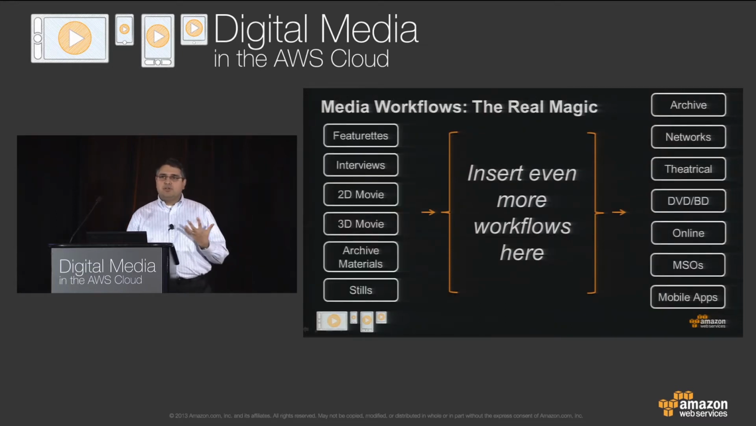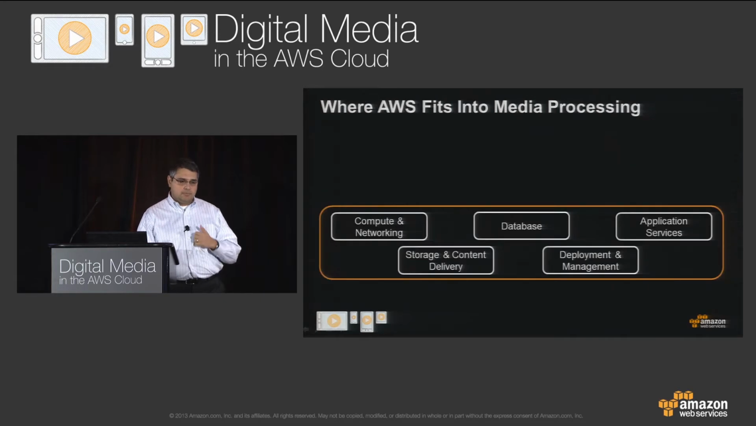And then there's this ever-increasing amount of content coming into the media processing chain, whether it's additional content for the optical disc, interviews, the 2D version of the movie, the 3D version, the 4K version, the HDR version, and all the wonderful new technology trends that we are starting to see. And then, of course, you've got the archive materials and the stills and so on. So you have even more workflows to get from the left-hand side to the right-hand side, and that's really where the real magic happens. So where does Amazon Web Services fit into this media processing workflow?